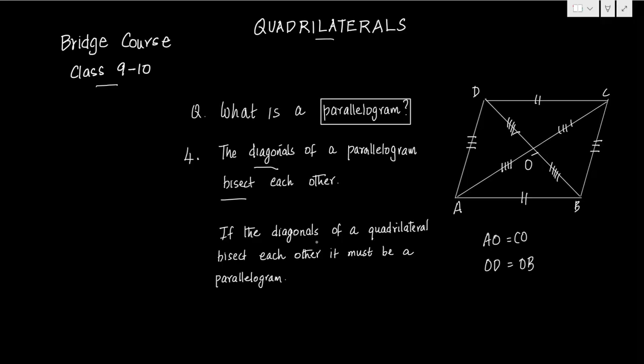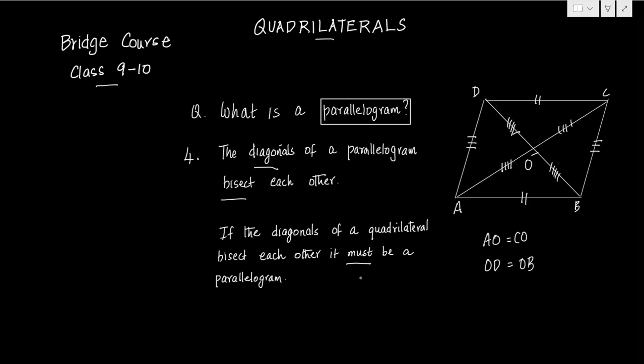So the converse of that theorem is also true. What does that mean? If you have a quadrilateral, and in that quadrilateral you see that the diagonals bisect each other, then it must be a parallelogram. That is what the converse of theorem 4 says. Okay, so this is condition number 4 that describes what a parallelogram is.